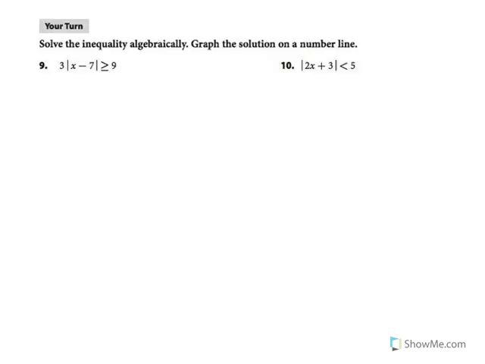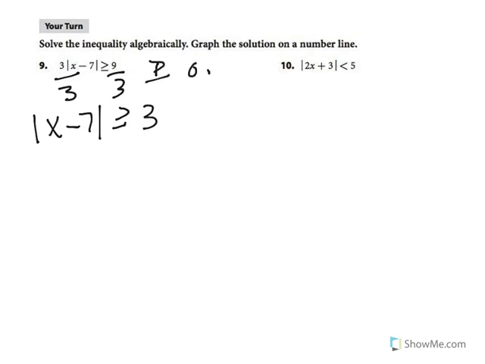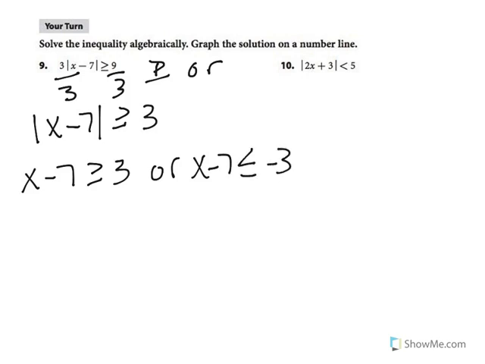Okay, so solve the inequality algebraically, graph the solution on a number line. So first we need to isolate the absolute value by itself. So first step we need to divide by 3. So we have the absolute value of x minus 7 greater than or equal to 9 divided by 3, which is 3. So greater than or equal to, we use the term or. So we say x minus 7 greater than or equal to 3, or x minus 7, switching the inequality, less than or equal to negative 3, and then solve for x.